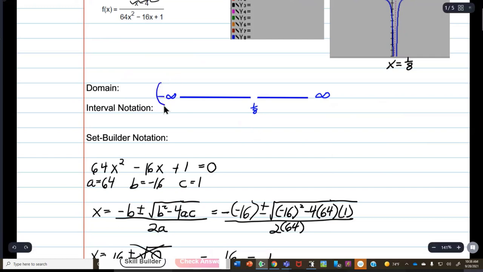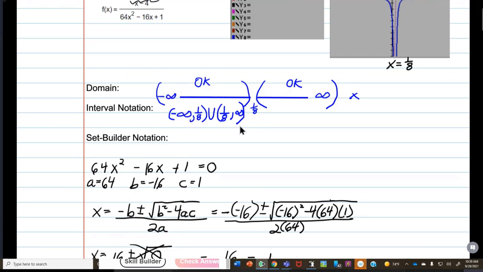Okay. Now, all of the numbers here are okay, and all of the numbers here are okay, just not 1/8. We're on the x-axis here. So, these are okay, which means the interval notation for my domain is going to look just like that, only a little bit neater. We're going to go from negative infinity to the left side of 1/8, unioned up with, you put a U in the break, the right side of 1/8, going all the way to positive infinity. Here's a kind of picture of it, and here is how we write it.